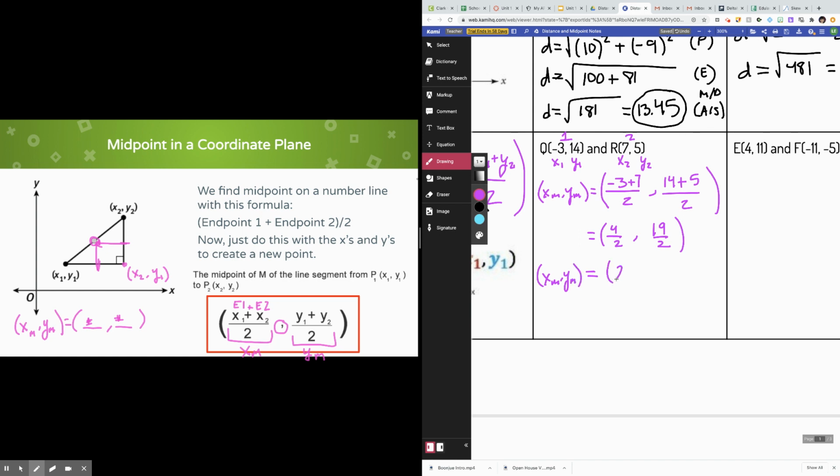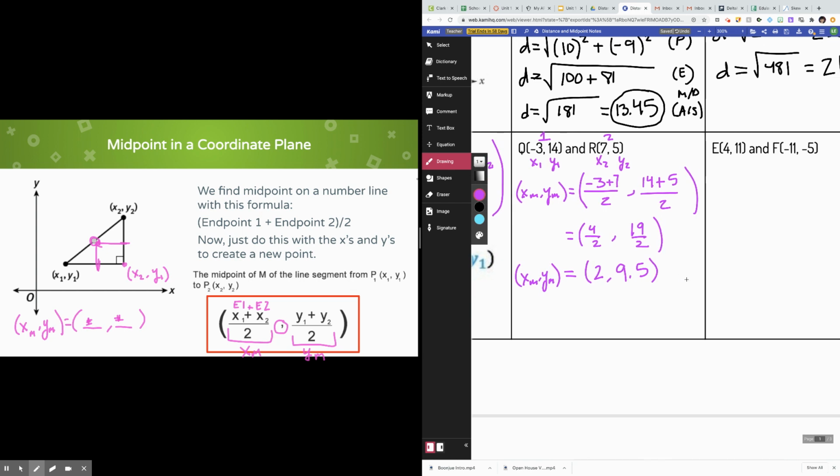4 divided by 2 is 2. And then you can leave 19 divided by 2 as a fraction like this, or you can simplify it and give me a decimal, which is 9.5. Right? Much simpler than the distance formula, right? And much quicker, really, if we're being honest with ourselves.